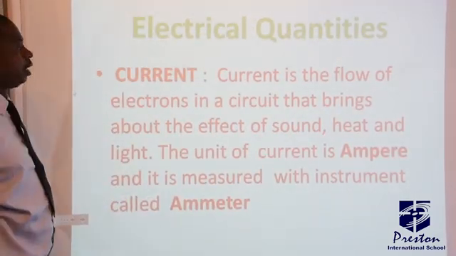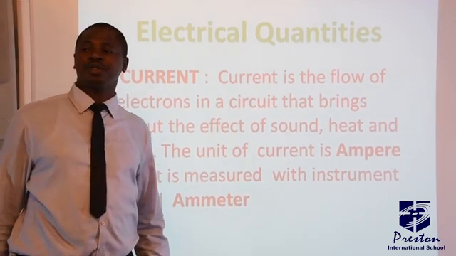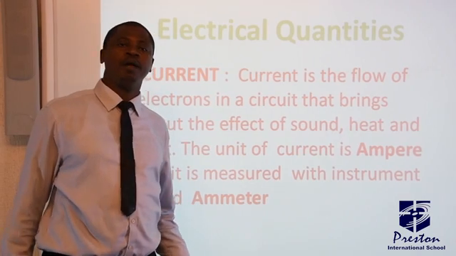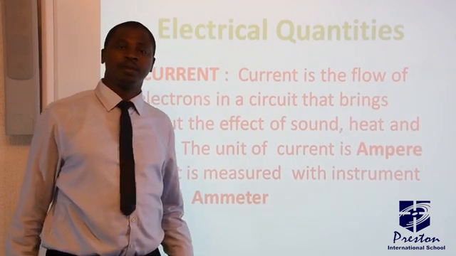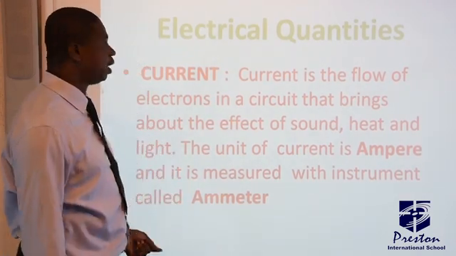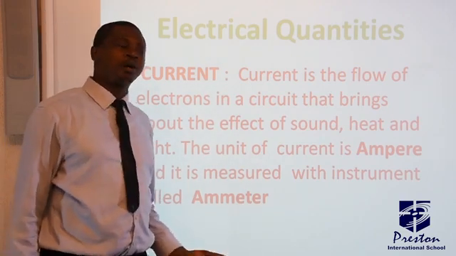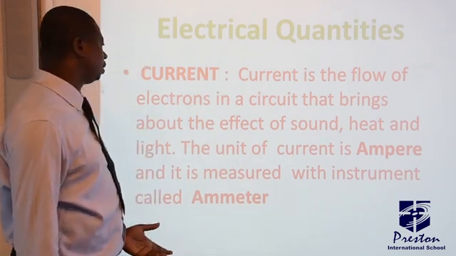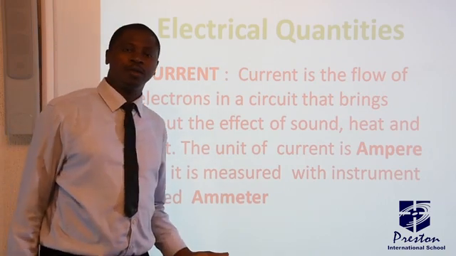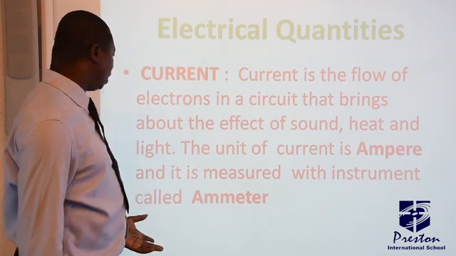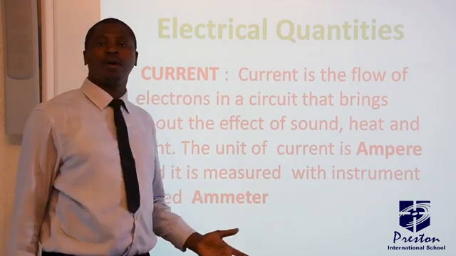So look at electrical quantities. There are three electrical quantities we have: the current, the voltage, and the resistance. If you look at the first one, current, it's just the flow of electrons in a circuit that brings about the heating effect of sound, heat, and light. The unit of current is ampere, and it is measured with an instrument called an ammeter.